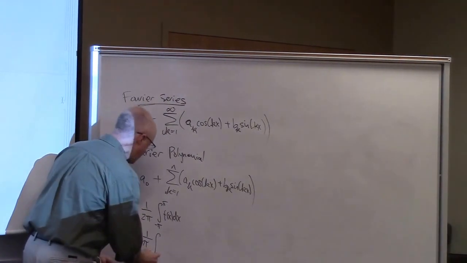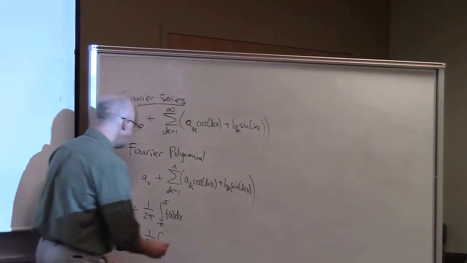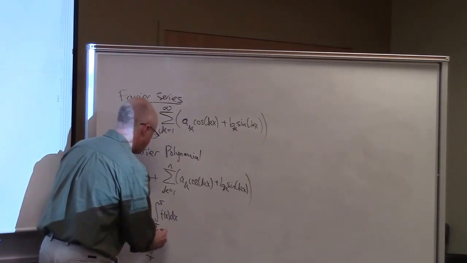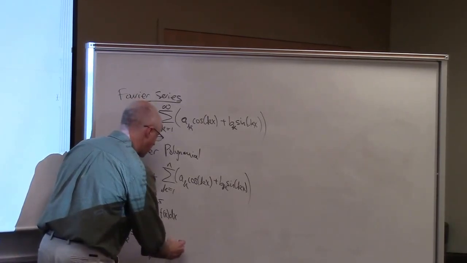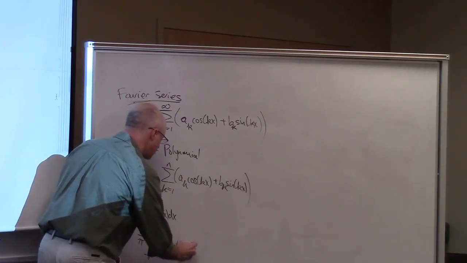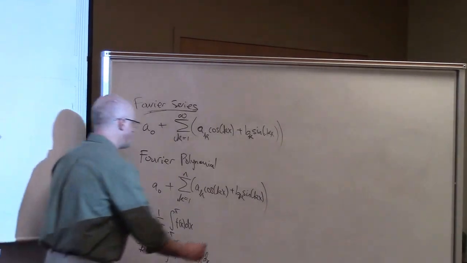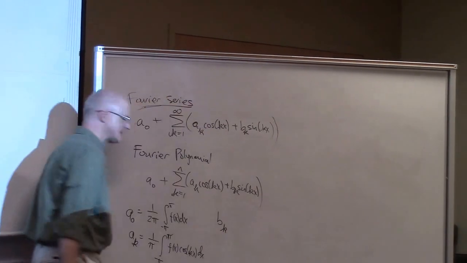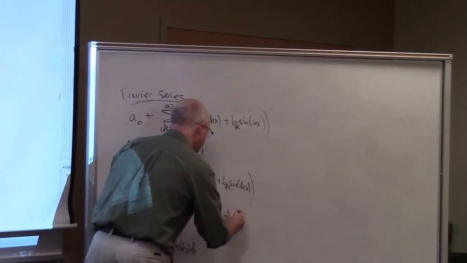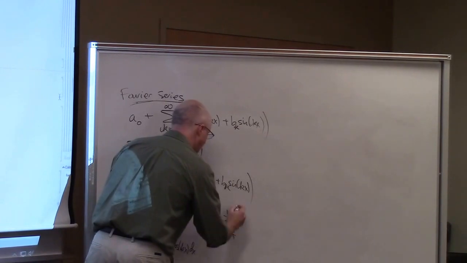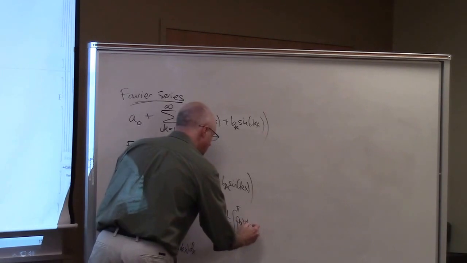Turns out that ak is 1 over pi, not 1 over 2 pi, for reasons I'm not going to get into, times the integral from negative pi to pi of the function f of x times cosine of kx. And bk is a similar integral, except replace the cosine with the sine: 1 over pi times the integral from negative pi to pi of the function we're trying to approximate times the sine of kx.